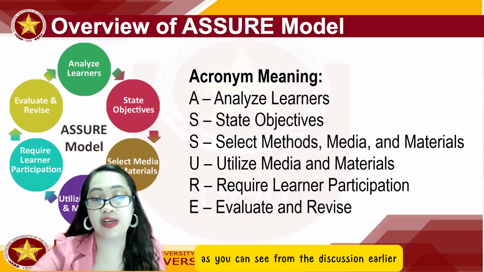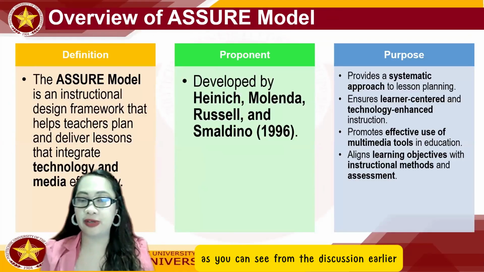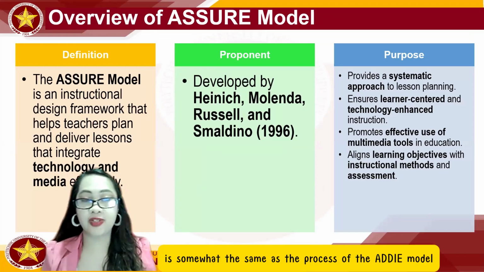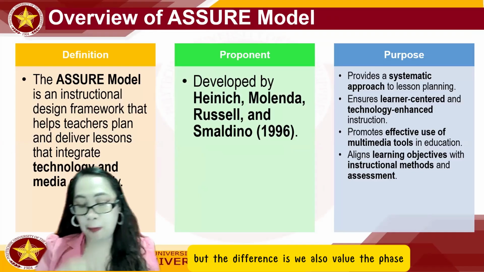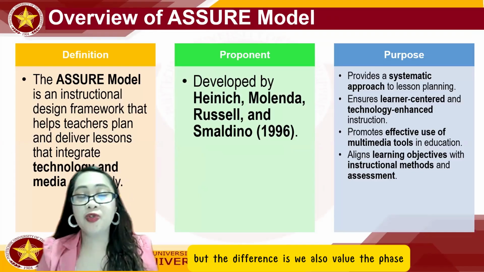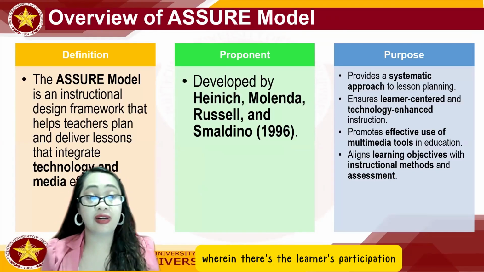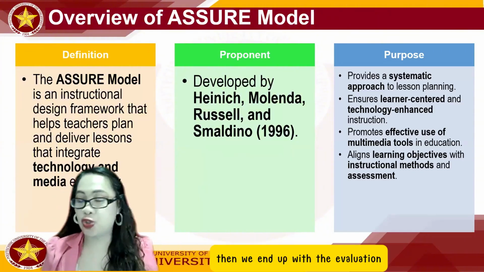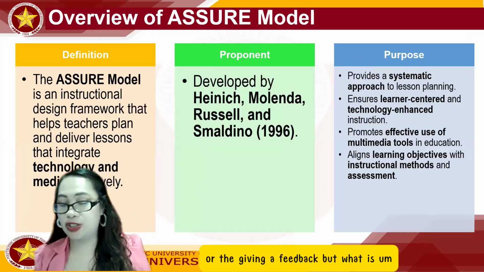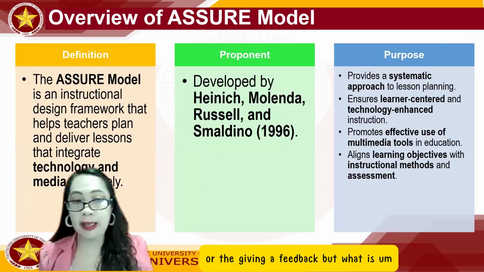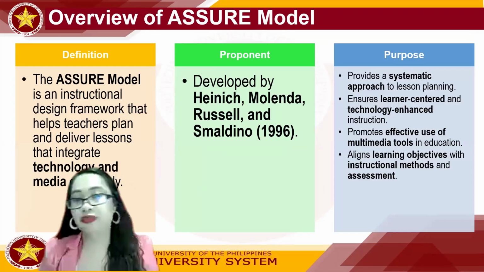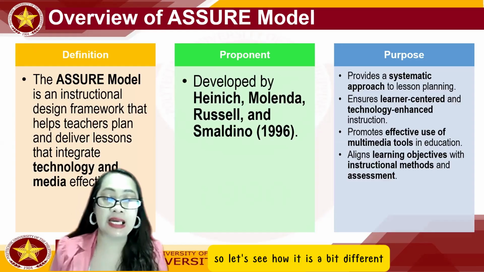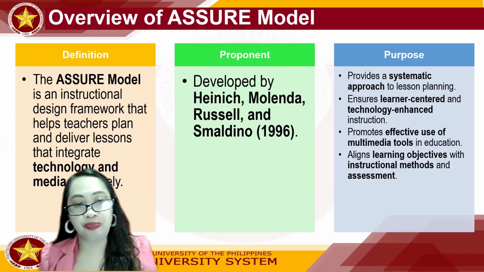As you can see from the discussion earlier, we could say that the ASSURE model is somewhat the same as the process of the ADDIE model. But the difference is, we also value the phase wherein there's the learner's participation. In the ADDIE model, we also look for the needs. Then we end up with the evaluation or the giving of feedback. But with the ASSURE model, we also value participation. So let's see how it is a bit different.